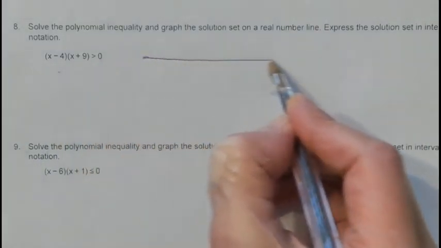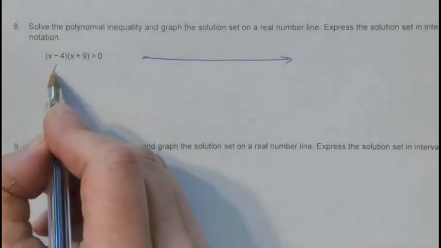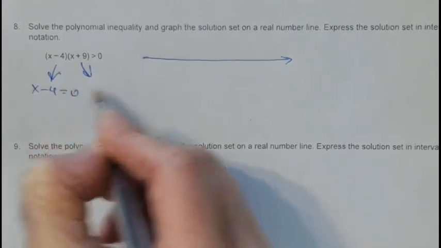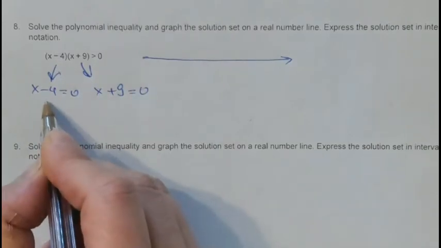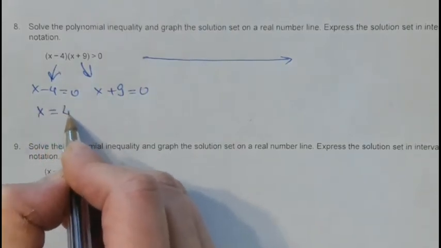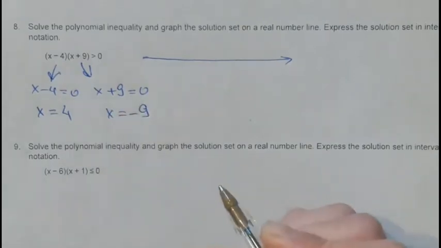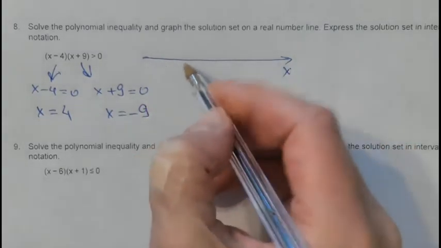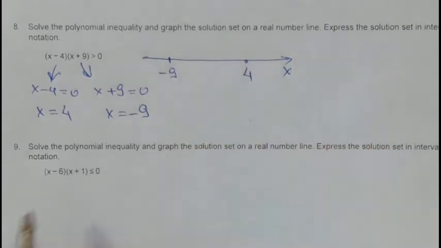So we know already the boundary points. We can solve each of these factors. So x minus 4 equals 0 and x plus 9 equals 0. The first equation gives us x equals 4 and the second x equals negative 9. We plot these points on the real number line, negative 9 and 4. These are the boundary points.